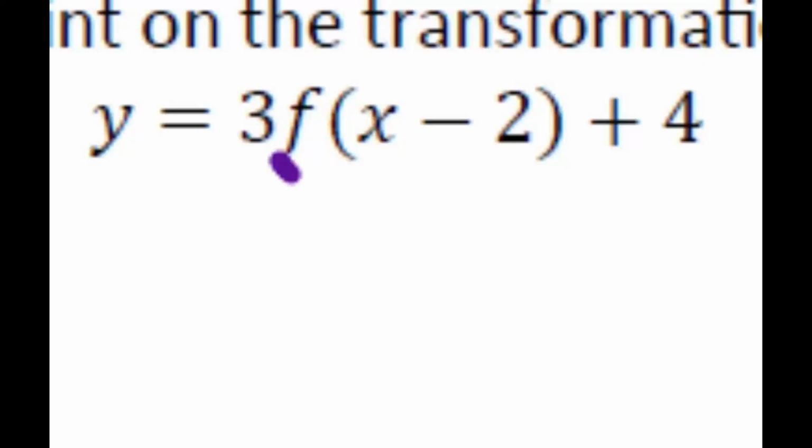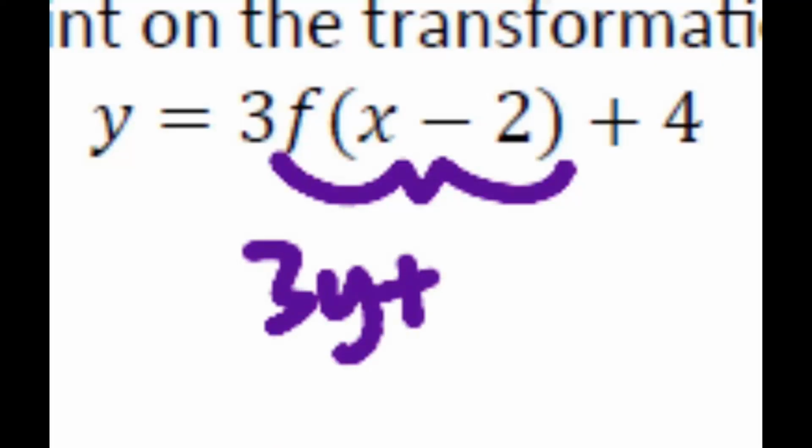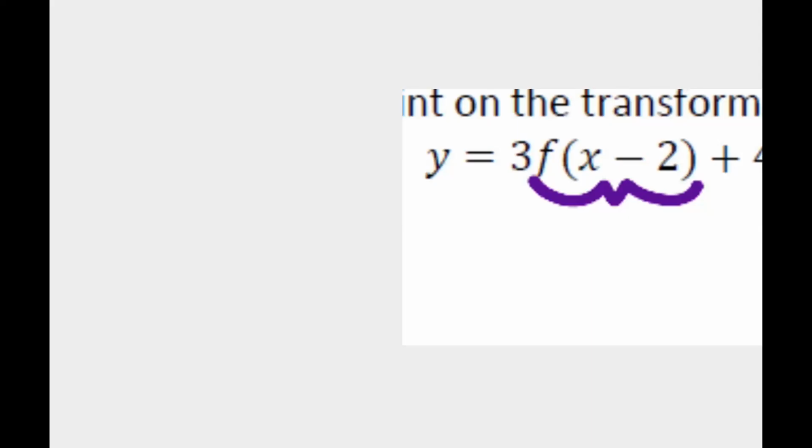Remember, I like to think about this as getting my transformations on my x out of the way first, and then we can think about this as saying just 3y plus 4, right? Once we take care of that x transformation, I don't really care about the x minus 2 anymore. So I'm just saying, how is x being transformed and how is y being transformed? So here, let's look at the x real quick.